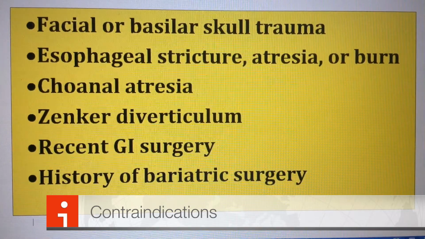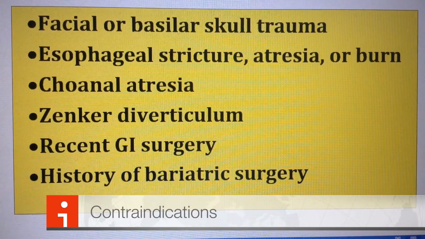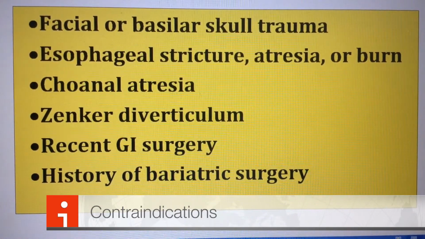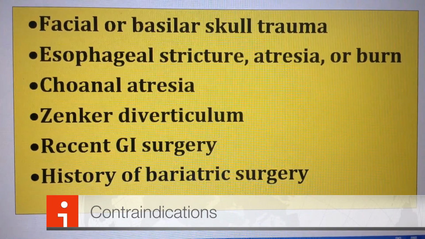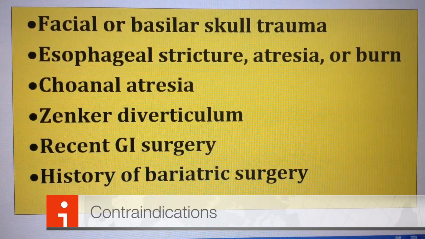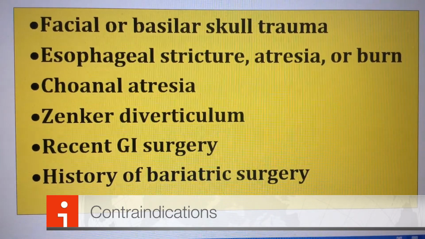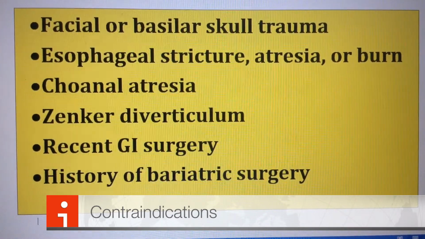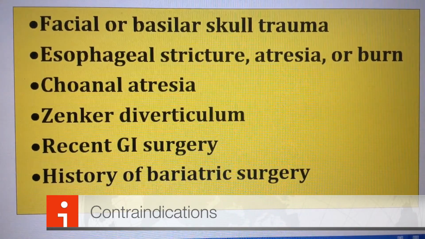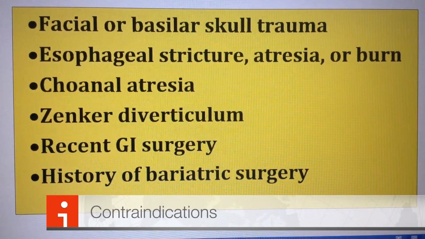As we've discussed before, it's always important to consider the contraindications before beginning any medical procedure. The most important contraindication for nasogastric tube insertion is significant facial or basilar skull trauma or fracture. Other contraindications include esophageal stricture, atresia, or burn, choanal atresia, Zenker diverticulum, recent surgery on the esophagus or stomach, and history of gastrectomy or bariatric surgery.